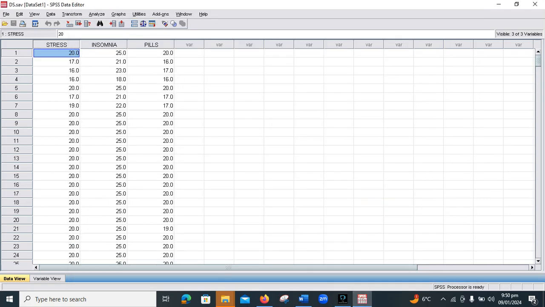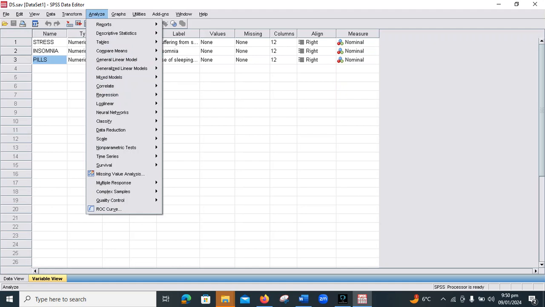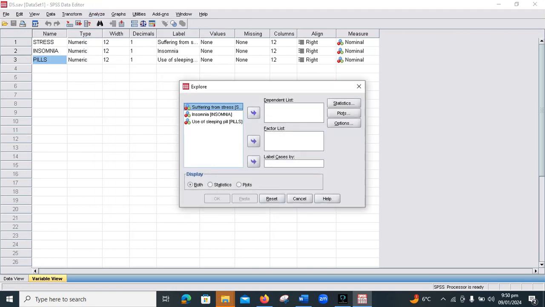Okay, so now let's come to the analysis. For normal distribution, the process is very simple. Click on analyze. Here click on descriptive statistics and then click on explore. Okay, now all of the three variables are shown here. Let's talk about suffering from stress, for example. This is one variable. We can select it here. We can select insomnia, we can select use a pill, but let's do it on one variable so that it is easily understandable for you.